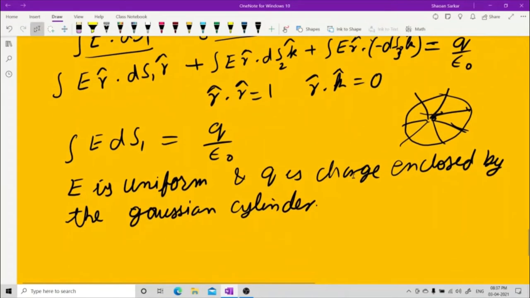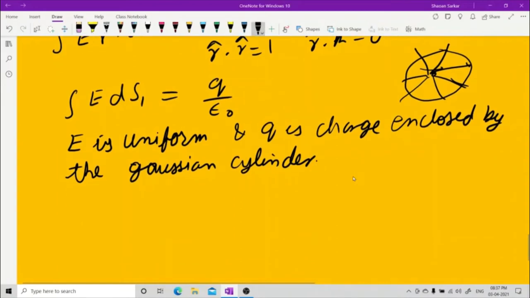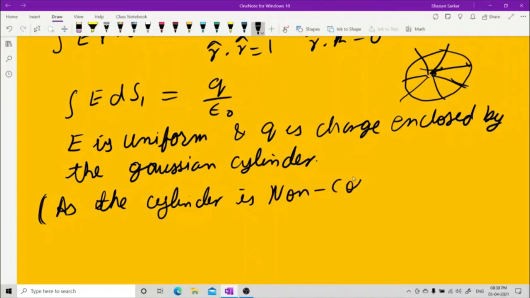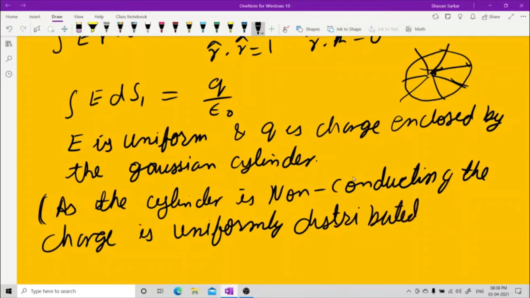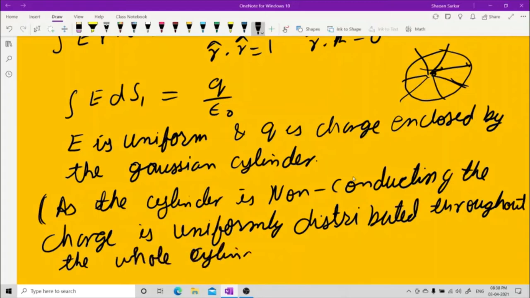Now Q is, see, in this case, this is a non-conducting cylinder. Keep one thing in mind. This is a non-conducting cylinder. The charge is uniformly distributed throughout the whole volume. Let me write it down, as this is a note for you: as the cylinder is non-conducting, the charge is uniformly distributed throughout the whole cylinder. Remember this thing. This is a very, very important point to remember because it is non-conducting.